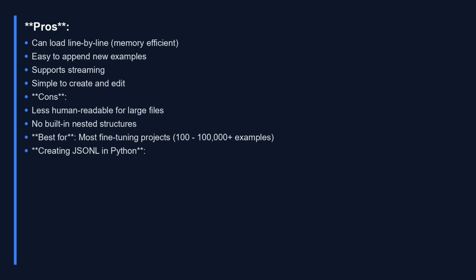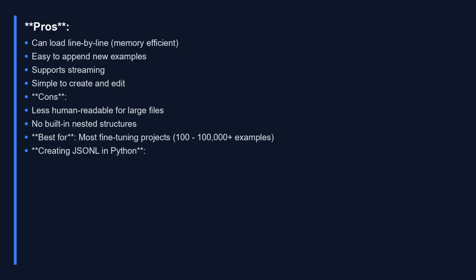JSON-L is the default format for the vast majority of fine-tuning projects. It's memory efficient, easy to append to, supports streaming, and is trivially simple to create and edit. The trade-off is that large JSON-L files aren't pleasant to read in a text editor, but you're not meant to read them that way. For anything between 100 and 100,000 examples, JSON-L is almost always the right answer.